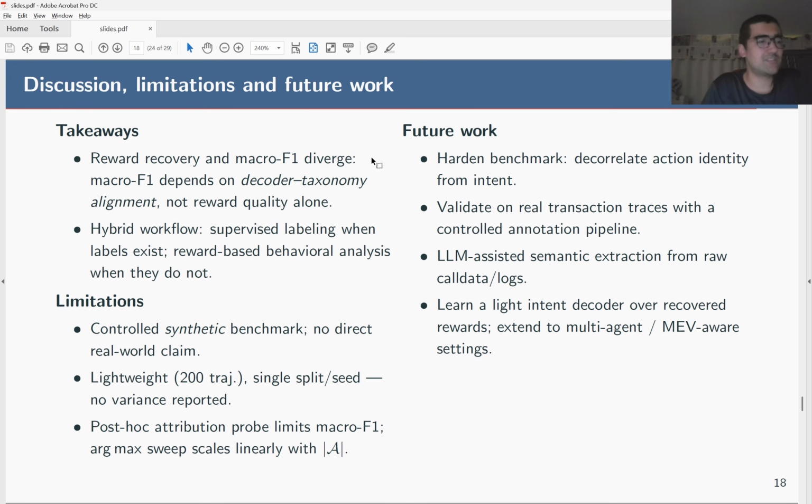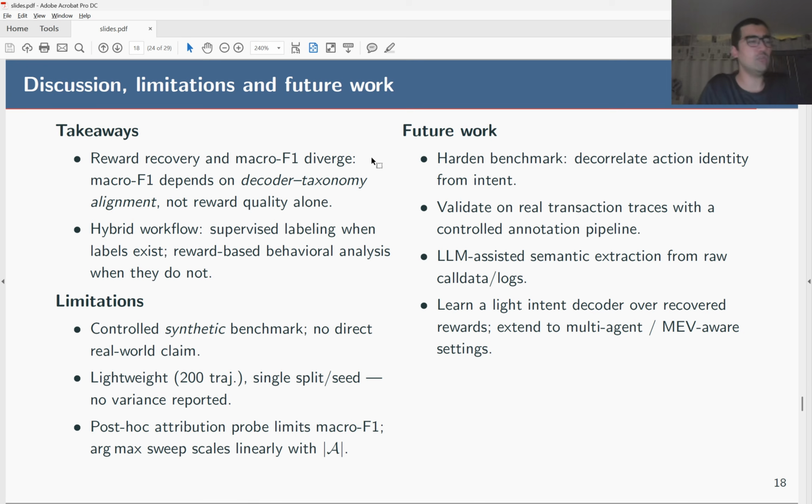Each of those points to future work. Harden the benchmark by decorrelating action identifiers from intent. Validate on real transaction traces. Swap the handcrafted features for LLM-assisted semantic extraction from raw call data. Learn a proper intent decoder on top of the recovered rewards and extend to a multi-agent, market-aware setting.